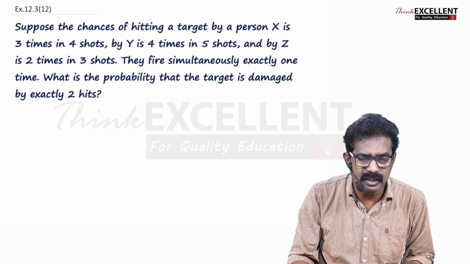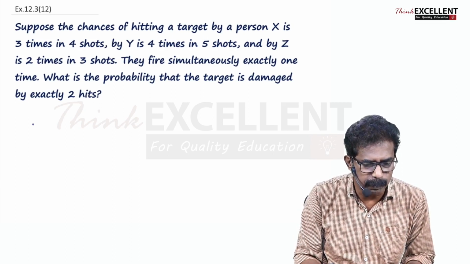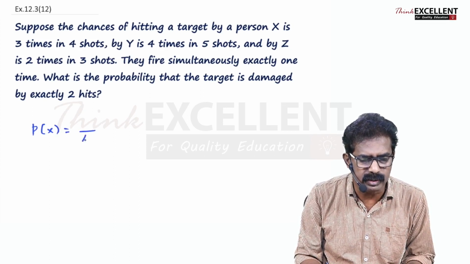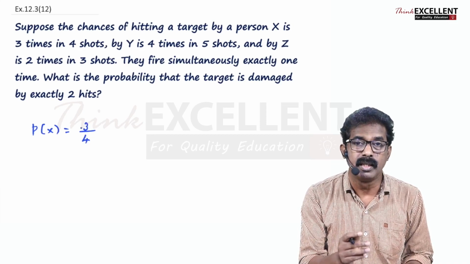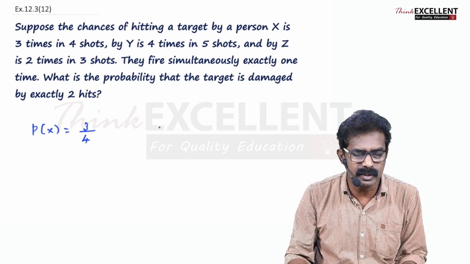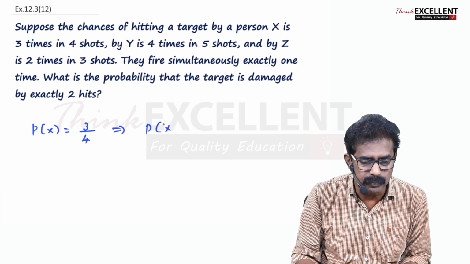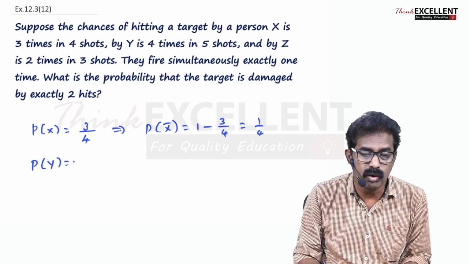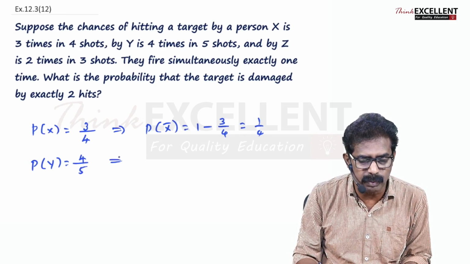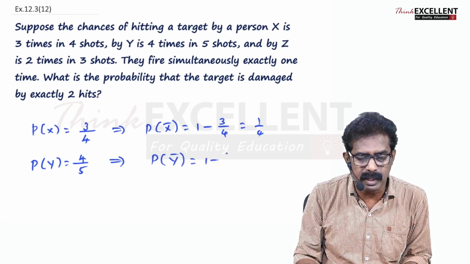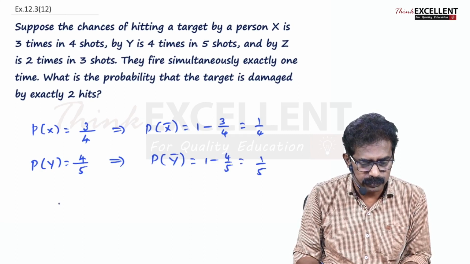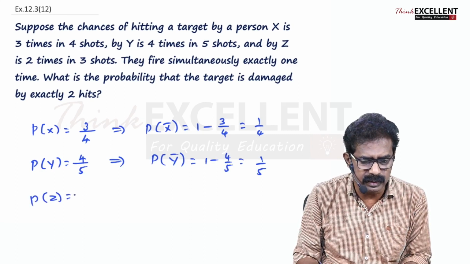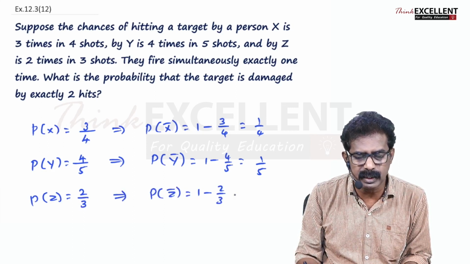Suppose the chance of hitting a target by a person X is 3 times in 4 shots. So trying 4 times, he's hitting 3 times. Probability, problem solved, that type question. Okay, he's hitting the target, probability 3 by 4, not hitting 1 minus 3 by 4, it is 1 by 4. By Y is, that is Y hitting the target 4 times in 5 shots, so 4 by 5. Y not hitting the target is 1 minus 4 by 5, so it is 1 by 5. Probability that Z hitting the target is 2 times in 3 shots. So probability that Z not hitting the target is 1 minus 2 by 3. So it is 1 by 3.